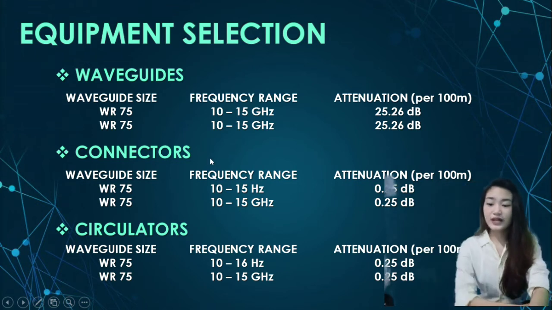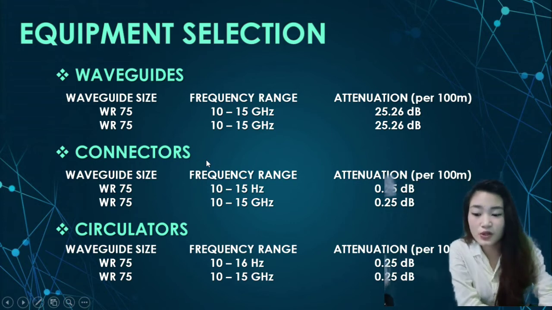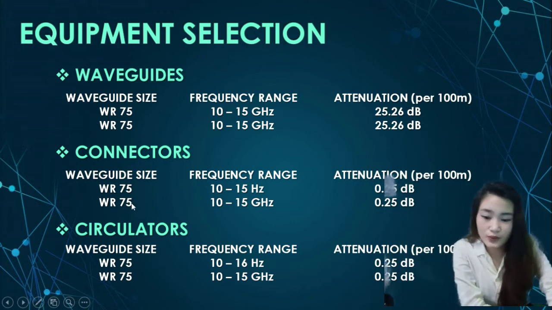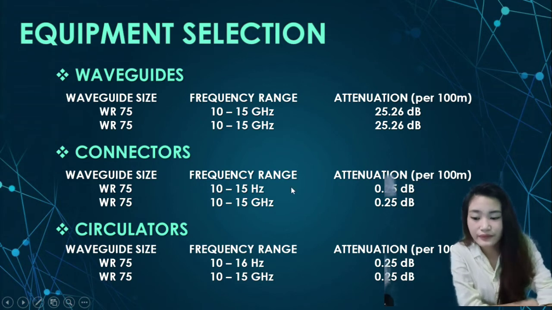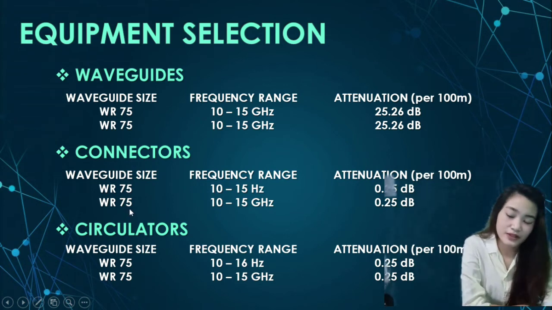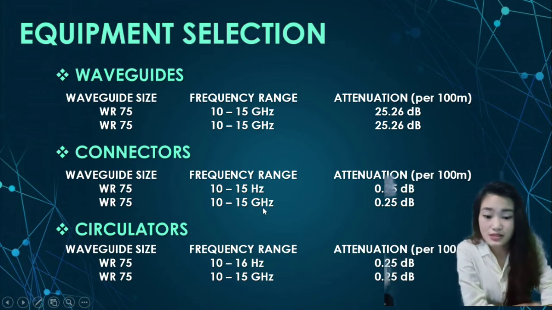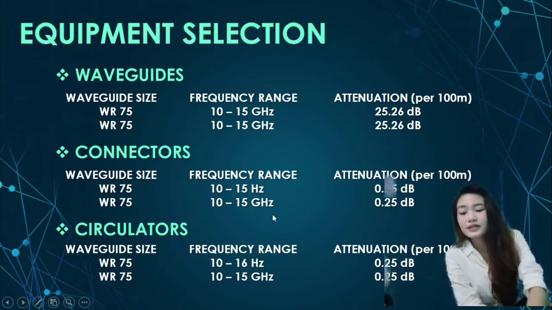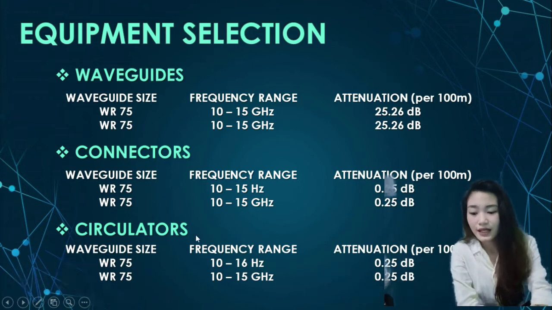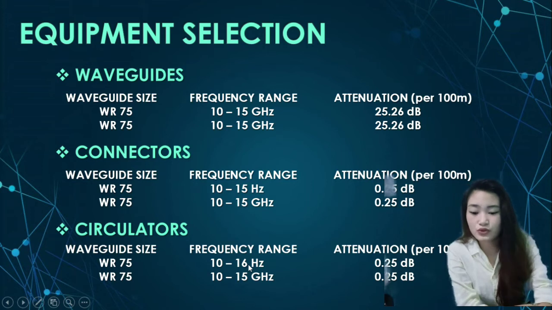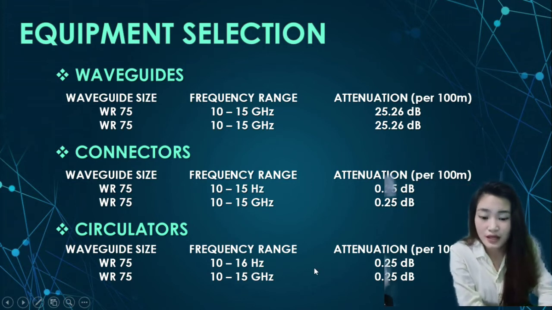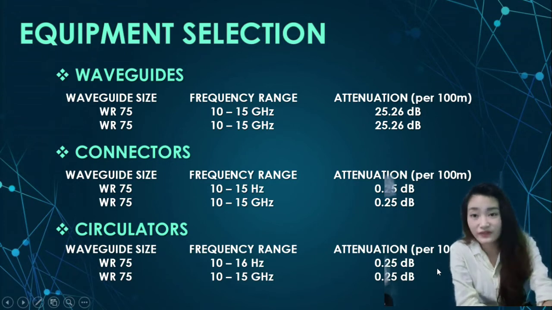Connectors. Waveguide size, again, WR75. Its frequency range, 10 to 15 GHz, and attenuation per 100 meters, 0.25 decibel. The other one, WR75, 10 to 15 gigahertz, and 0.25 decibel. Circulators, waveguide size, again, WR75, frequency range 10 to 15 GHz and 10 to 15 GHz. Attenuation per 100 meters, 0.25 decibel and 0.25 decibel again.